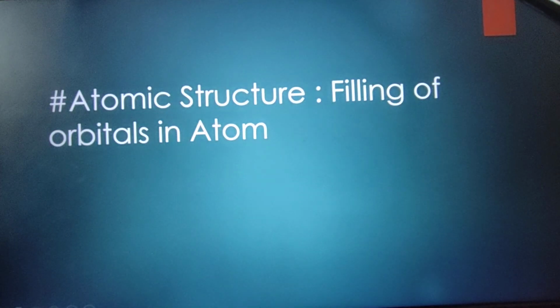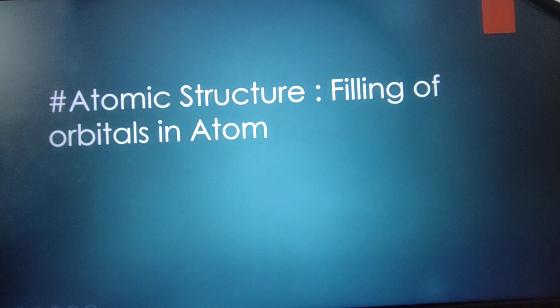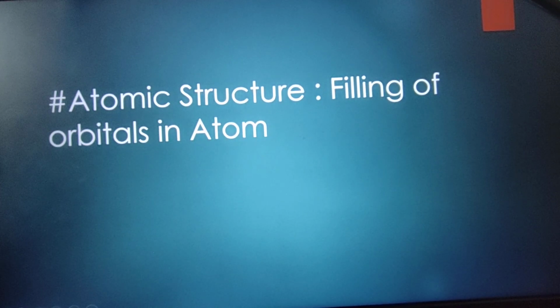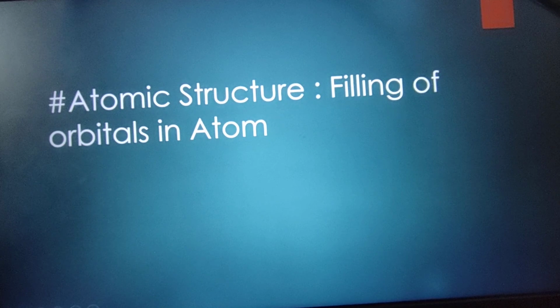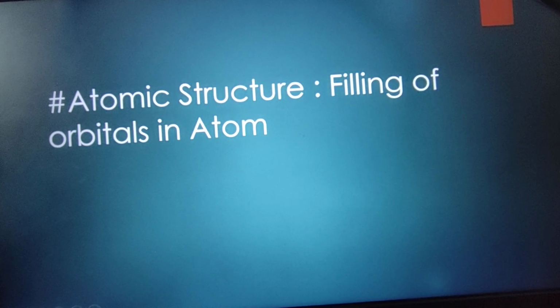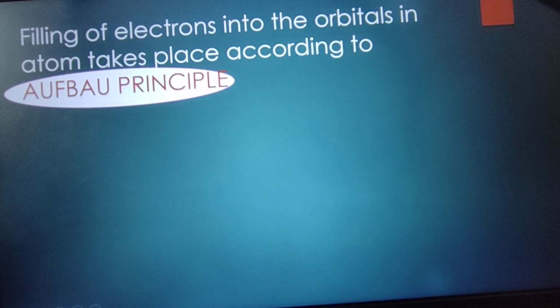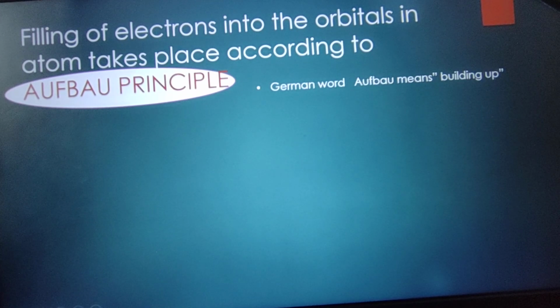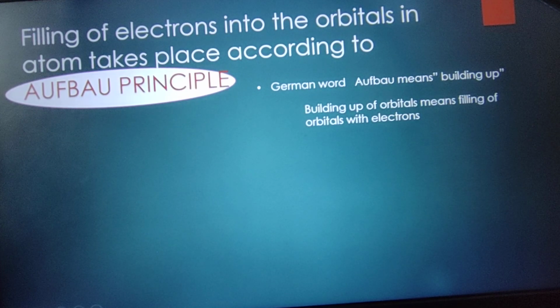And today's topic is filling of orbitals in atom. Filling of orbitals in atom means we are going to discuss about filling of electrons into the orbitals in atom. Filling of electrons into the orbitals in atom takes place according to Aufbau principle. Aufbau is a German word which means building up. Building up of electrons means filling orbitals with electrons.